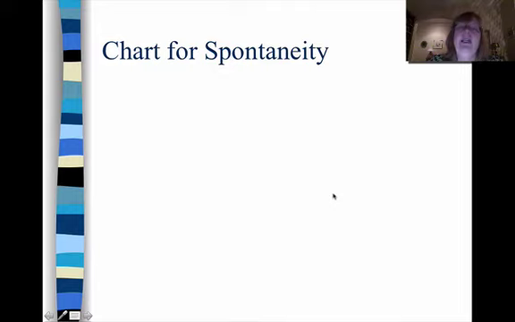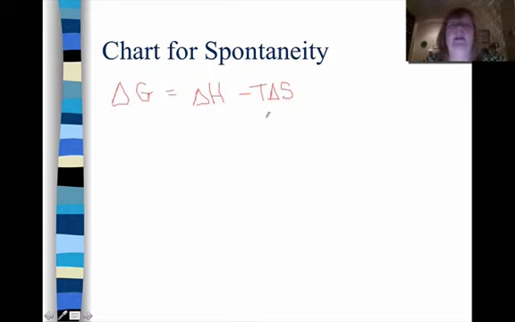All right, well, I would like to build a chart for spontaneity. And so let me show you what we're going to do here. We want to know, is a reaction going to be spontaneous? I mean, that's a pretty important question. Some people call this the ghost equation. I guess if you put the delta S before the T, it spells the word ghost.